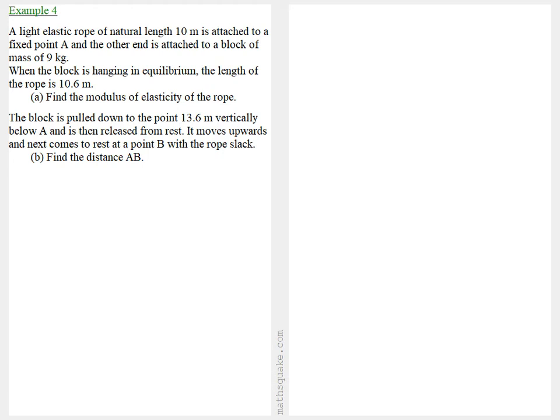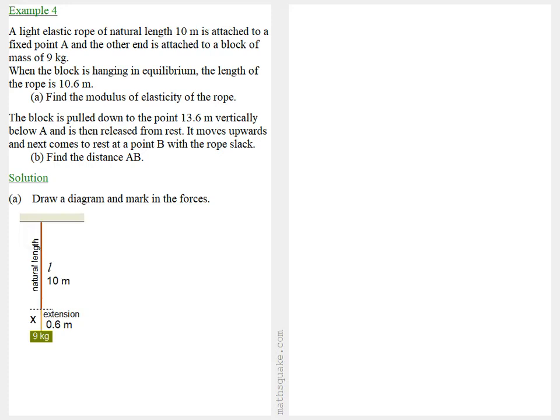In example 4 we have a light elastic rope of natural length 10 meters attached to a fixed point A, and the other end is attached to a block of mass 9 kilograms. When the block is hanging in equilibrium, the length of the rope is 10.6 meters. In part A, we're asked to find the modulus of elasticity of the rope. Now to solve this, the first thing to do is draw a diagram and then mark in the forces. There's the weight, which is a force of 9g downwards, and there's a tension in the elastic rope, we can call it T, upwards.